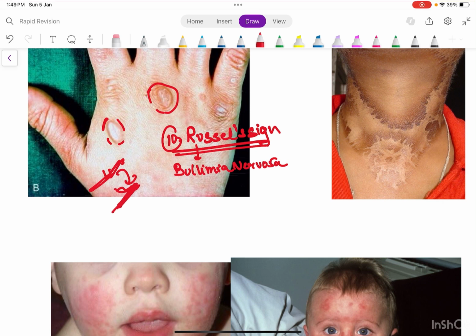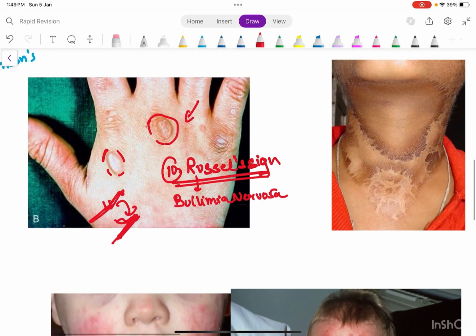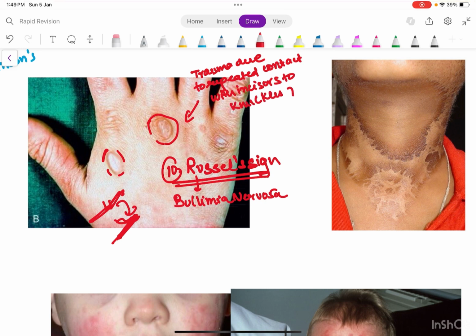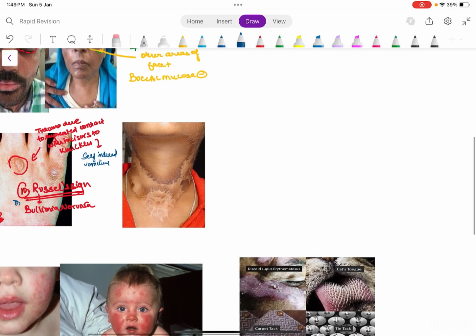their hand inside their mouth, and basically they elicit vomiting to take the food out, right? So when they put the hand in the mouth, the repeated contact of the incisor teeth occurs. This is from the trauma due to repeated contact with incisors to knuckles in self-induced vomiting. Okay, so yeah, this is important. It is usually asked also.